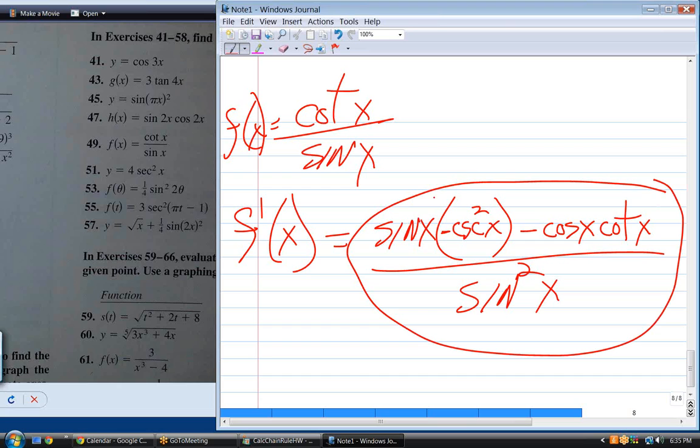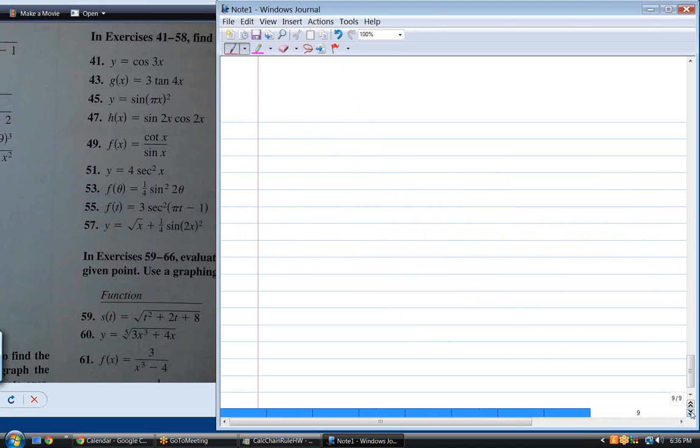But I can certainly see that you can turn that into some number of sine x, and this is cosine, and that's cosine over sine. So you could get lots of sines in there, and you can do a lot of simplification, I'm sure.